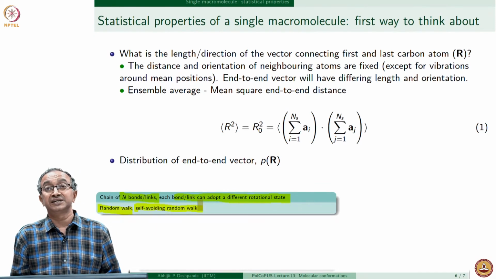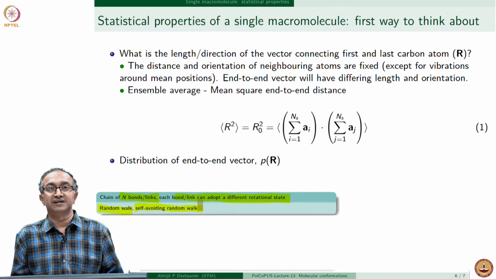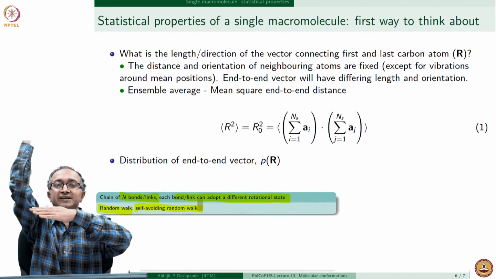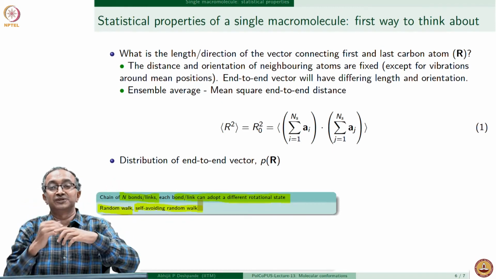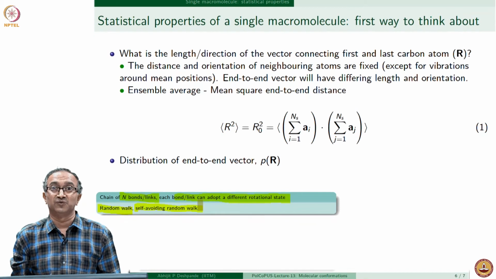Remember that a polymer chain cannot overlap on itself. If there is one link here and then a second bond and third bond, it can come back, and after some time a bond can come close to this, but it cannot overlap. So therefore we have a random walk, but it is a self-avoiding random walk. This is again a theoretical framework to describe properties of macromolecules.